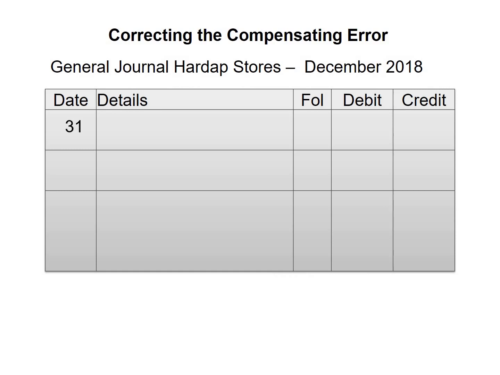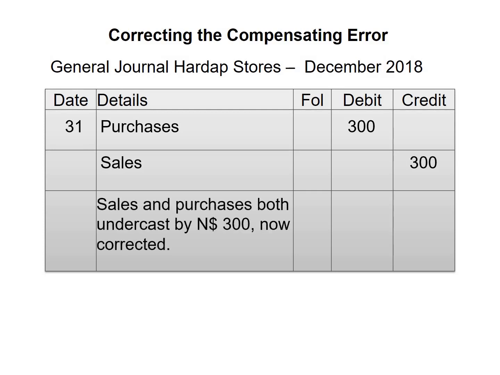Again, the date first, 31. We will debit purchases with $300 Namibian in order to account for the shortage, and then we would credit sales with $300 Namibian also to account for the shortage. And our narration will be sales and purchases both undercast by $300 Namibian, now corrected.